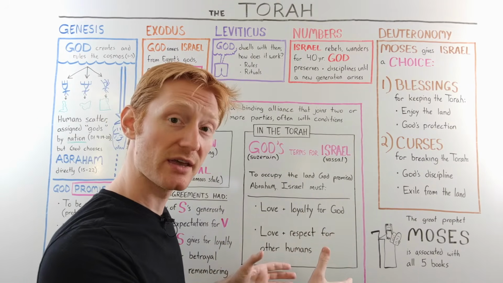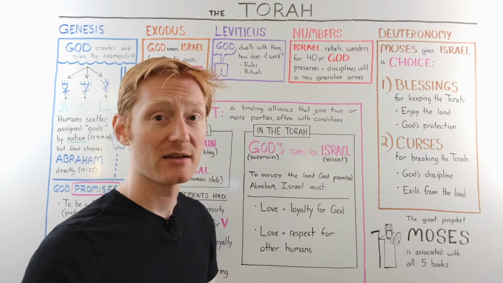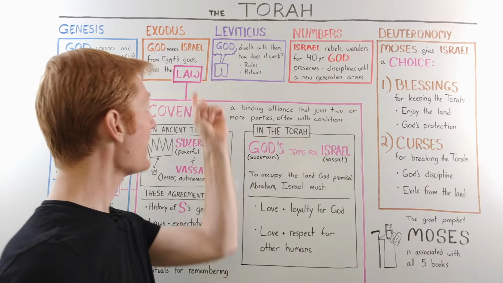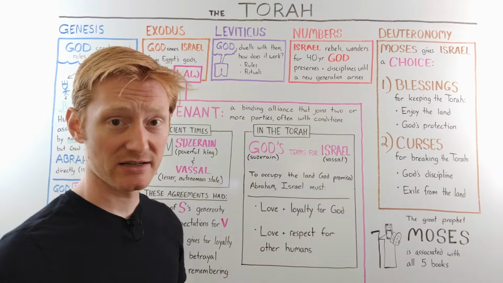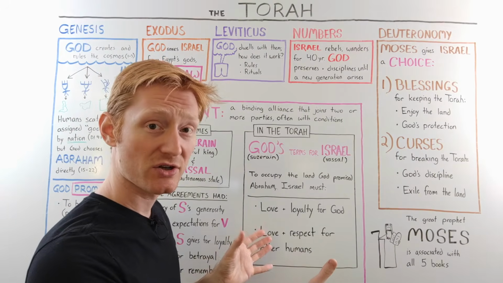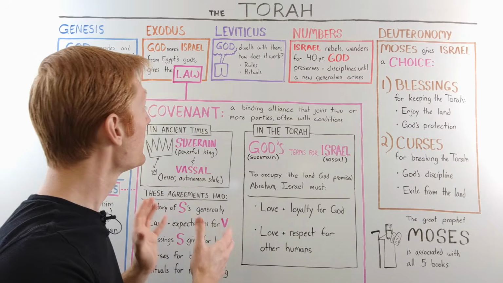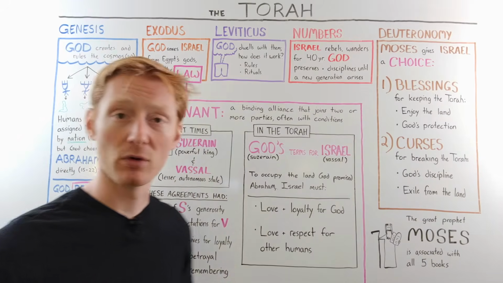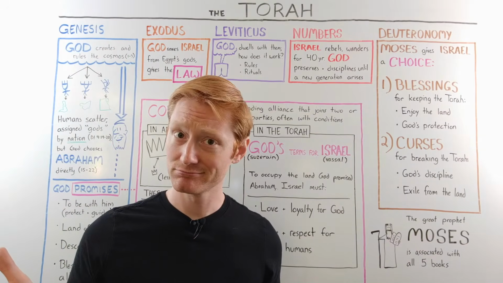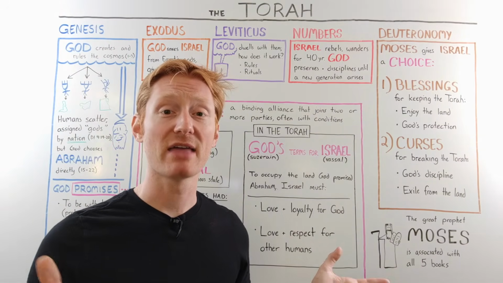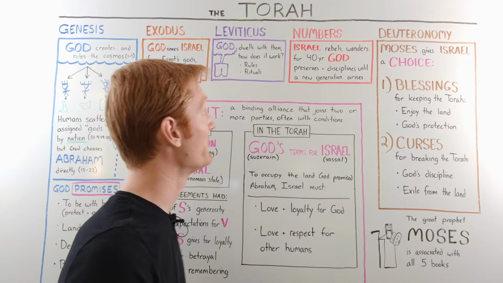If Israel can do this, then they can inhabit the land of Canaan. And that's introduced here in Exodus. And because we have these terms in order to keep the relationship going, this is called the law, or in Hebrew, the Torah. So that's why we have that name for all of these works.